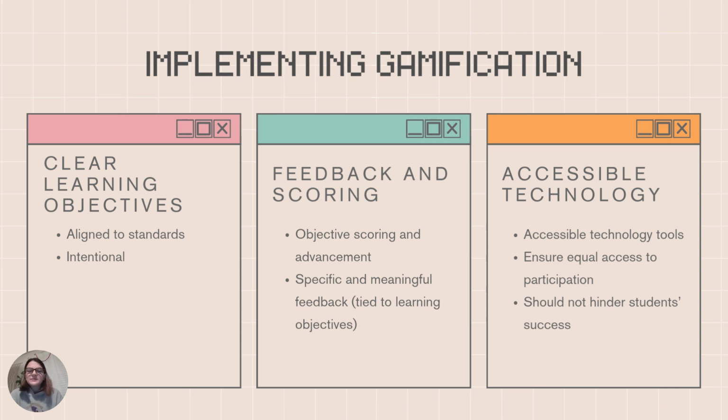Next is that feedback and scoring should be objective and specific. Students should have meaningful feedback opportunities throughout gamified lessons, and any scoring or advancement through the gamification process should be objective and following a rubric like an assignment in class.